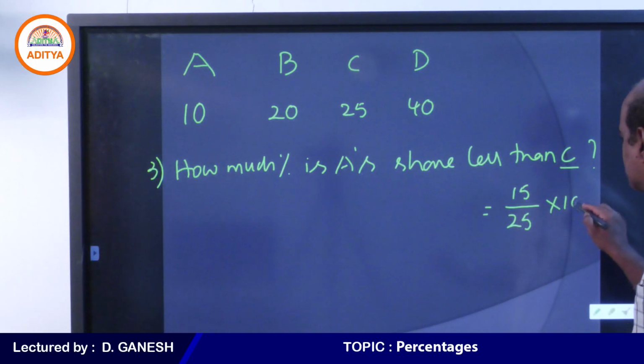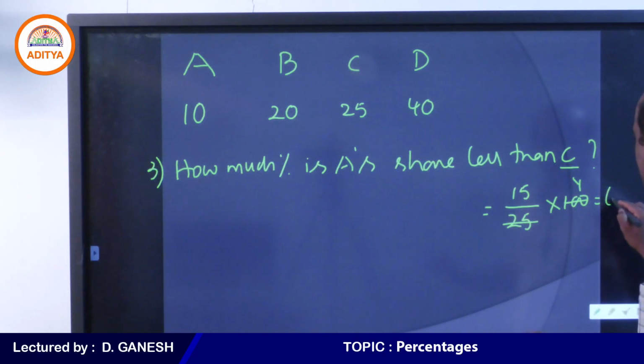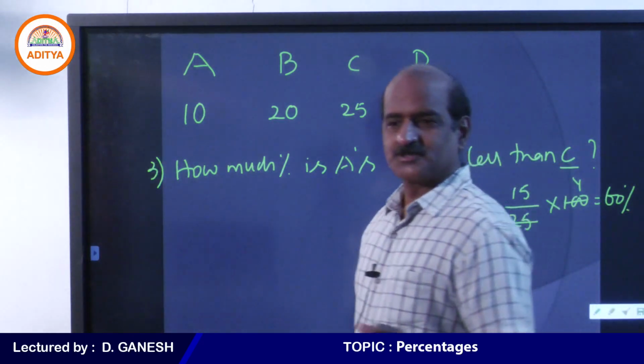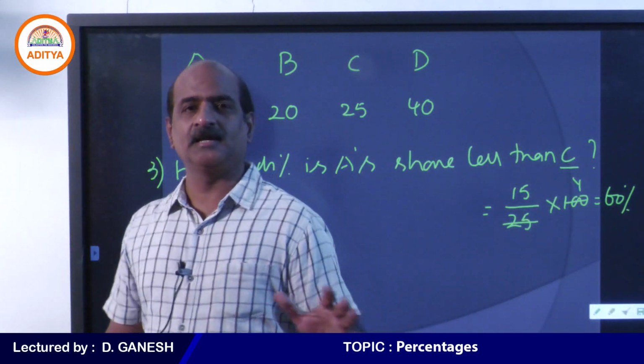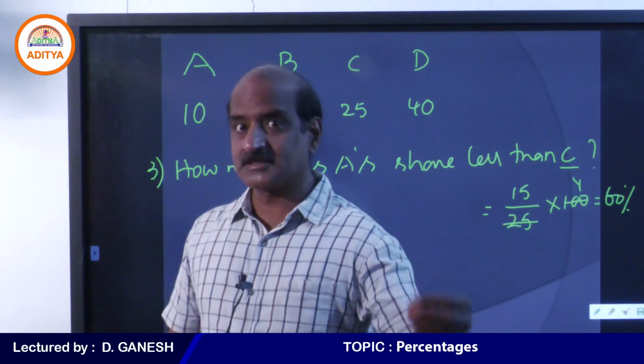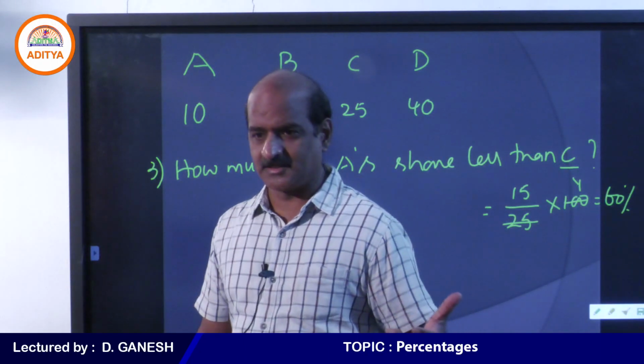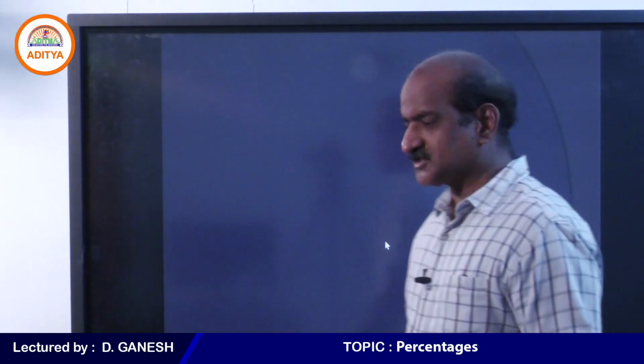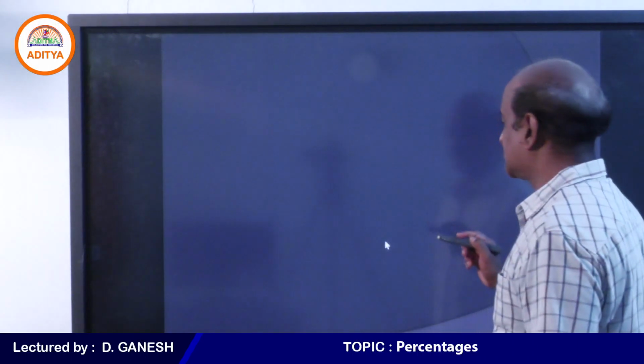Because you need to get percentages out of 100. Therefore, your answer must be 60%. I think you understand this. So when comparing with C, A must be getting 60% less. I think you understand the point. Okay students, so we continue with percentage calculation.